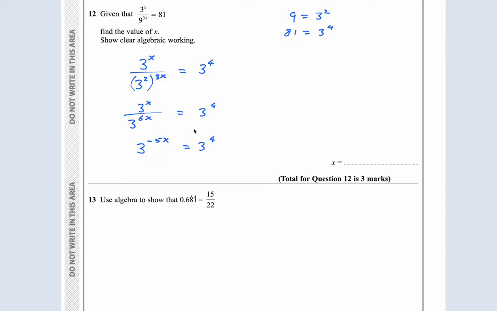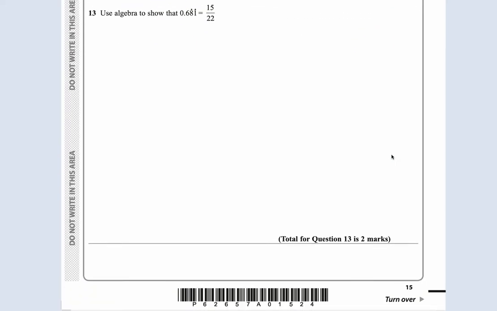Then, and this is the whole point of making everything in terms of 3, I can just equate the powers, because if 3 to the power of this equals 3 to the power of that, this minus 5x has to equal 4. And if minus 5x equals 4, x is equal to 4 over minus 5, or negative 0.8. Okay, done. Question 12. Question 13.